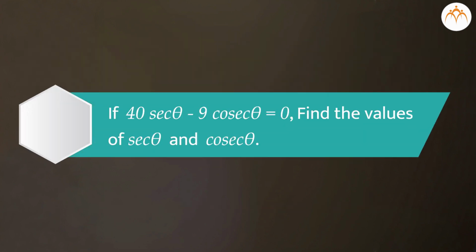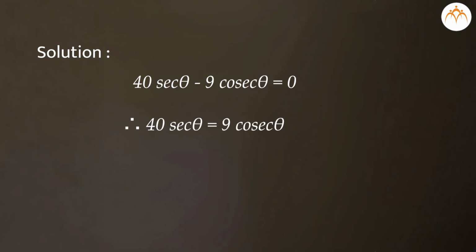Second example. If 40 sec theta minus 9 cosec theta is equal to 0, find the values of sec theta and cosec theta. Solution: 40 sec theta minus 9 cosec theta is equal to 0. Therefore, 40 sec theta is equal to 9 cosec theta.